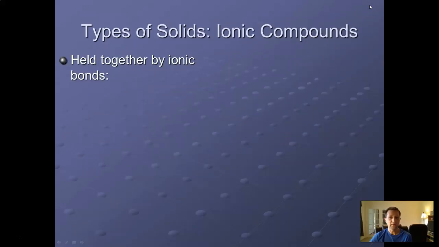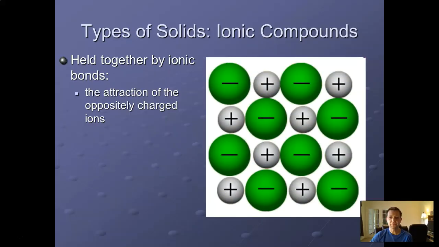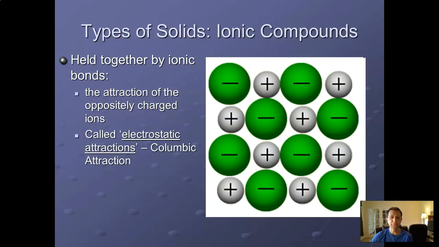So starting with ionic compounds, we know a lot of this already. They're held together by ionic bonds, which is really just the attraction of oppositely charged ions, positive cations and negative anions. So you have your crystal lattice structure like this, where you have your series of positives and negatives attracted to each other. And another way to say Coulombic attraction, like what really is Coulombic attraction, is the attraction of opposite charges, which is just electrostatic attraction.